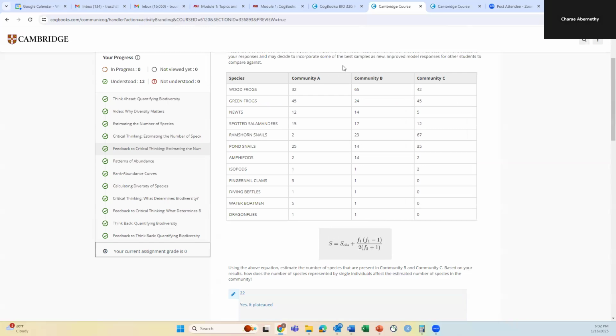Is it something about the estimated number of species in a community increases with an increase in the number of species represented by a single individual? Something to do with that? Yeah, that's right on track of what I'm getting at. The key is its rarity, right?